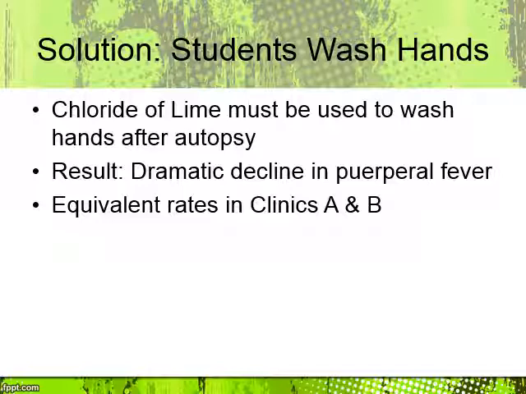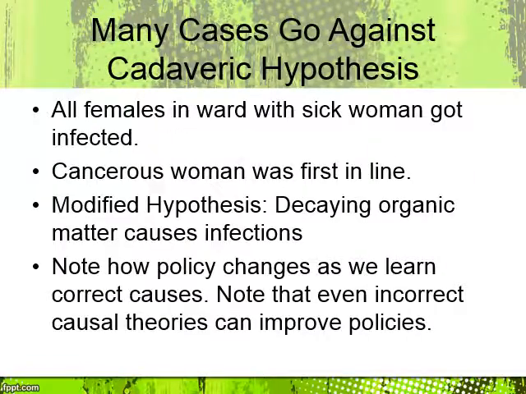Semmelweis required the students to wash their hands after performing the autopsy and going to the maternity ward. And once this protocol was implemented, there was a dramatic decline in puerperal fever, and the rates in clinics A and B became equivalent, which again confirmed the hypothesis of Semmelweis. As time passed, a lot of evidence accumulated that it was not just transfer of materials from dead bodies. Other kinds of issues could lead to the same puerperal fever.